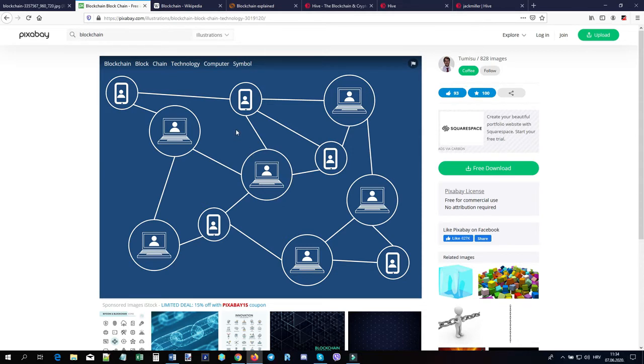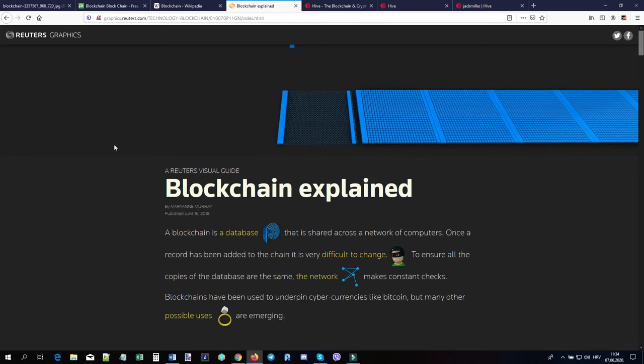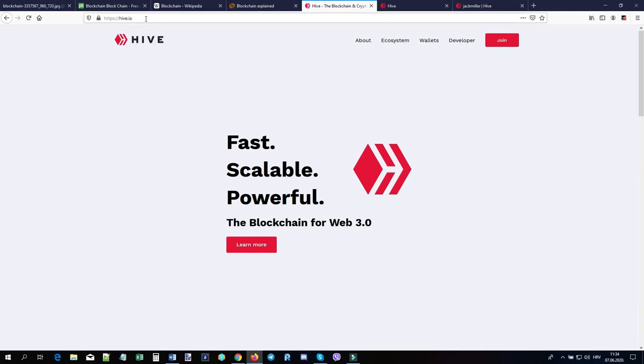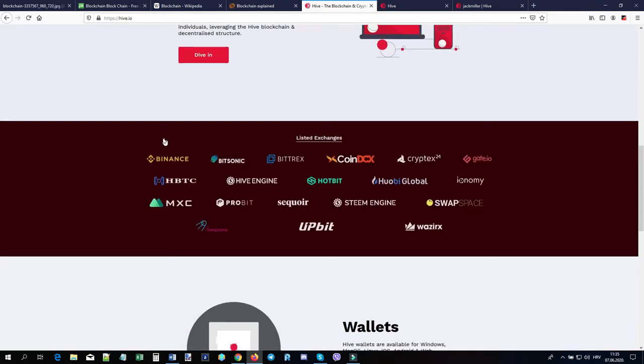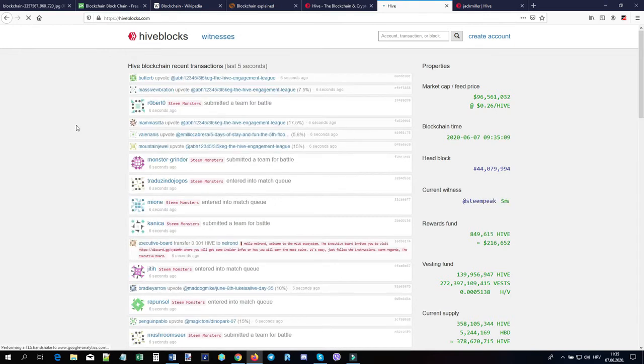Now that is something that can be utilized in the real world in so many ways that it's not even funny. So, apart from looking it up on Wikipedia and going to other websites, links will be down in the description. I highly recommend you go to hive.io, check out what Hive is all about. And to give you an example of what I was talking about earlier, go to hiveblocks.com. You will see every single piece of information, every single transaction that is done on that blockchain on hiveblocks.com.